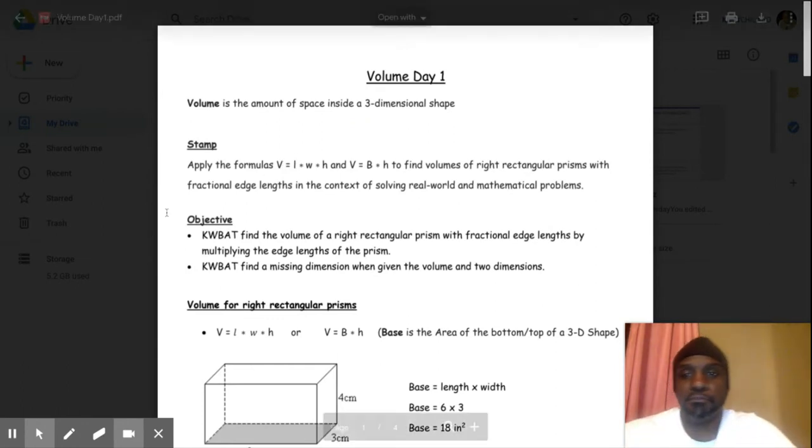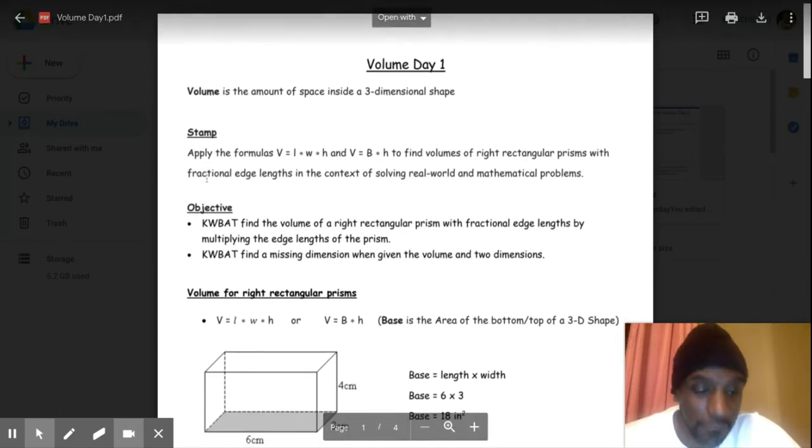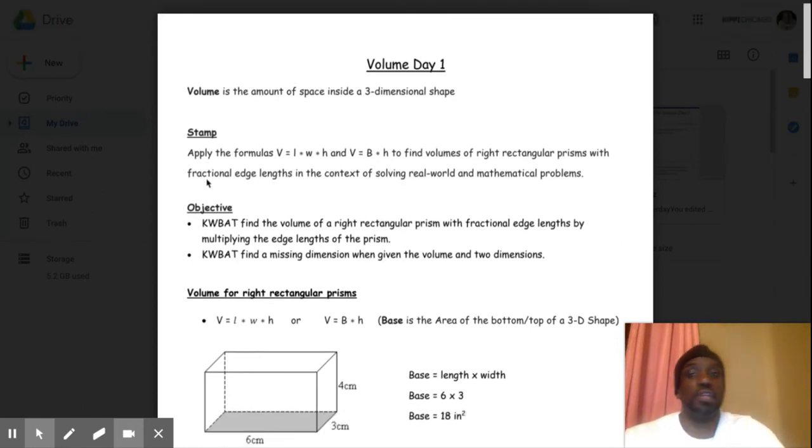Okay, so we're going to apply a formula for volume for three-dimensional shapes. One of the formulas you'll learn is the formula for right prisms, okay? A right prism is basically like a block, a three-dimensional block. So you apply the formula. The formula is volume equals length times width. That's right here. Also, volume equals base times height. Volume equals length times width times height, and volume equals base times height.